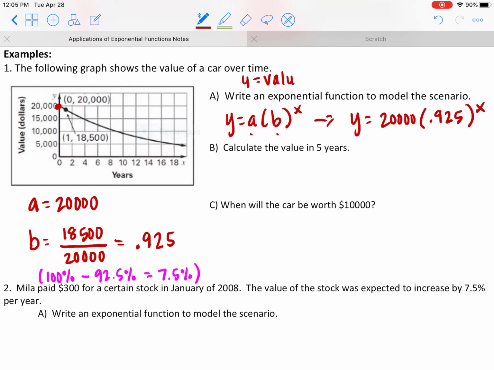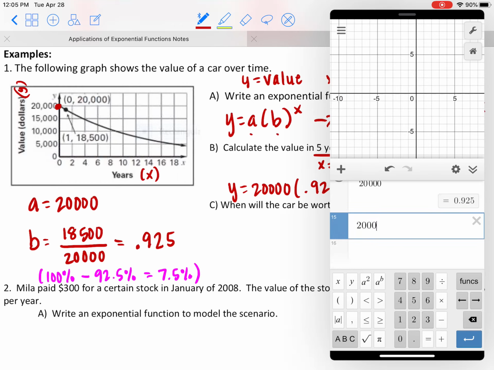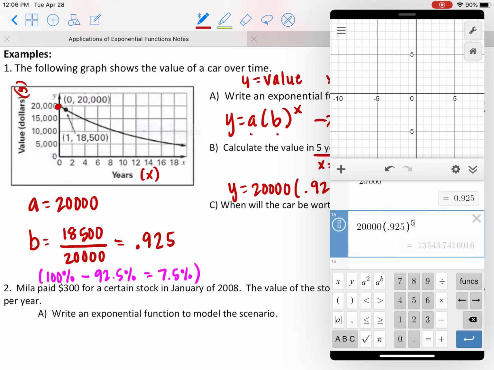So let me go back to this though. Our function for this scenario would be y equals 20,000 times 0.925 to the x power, where y is the value and x is the years. Okay, I guess we could have just put that here, x and y, but whatever, make sure you define your variables. So in part B, it says calculate the value. That means find the y in 5 years, means x is 5. So x is 5, we want to find y, so we'll just plug that in.